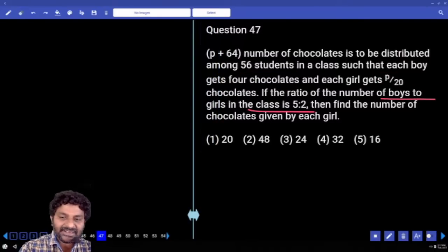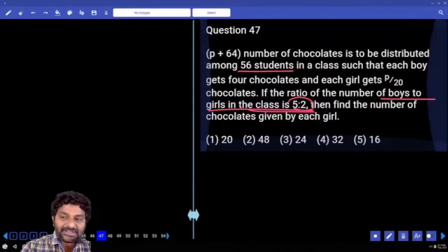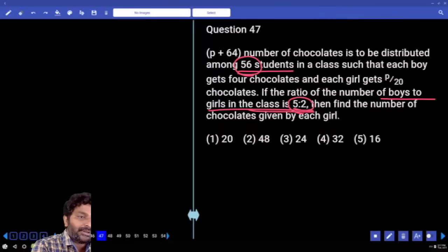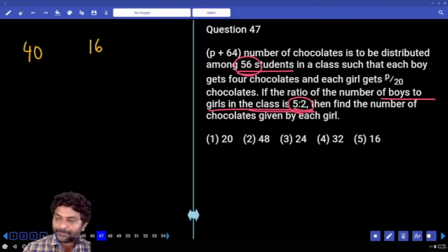The number of boys and girls are in the ratio. Total how many students are there? So total 7 parts, right? 7 how many times? 40 boys, 16 girls are there.